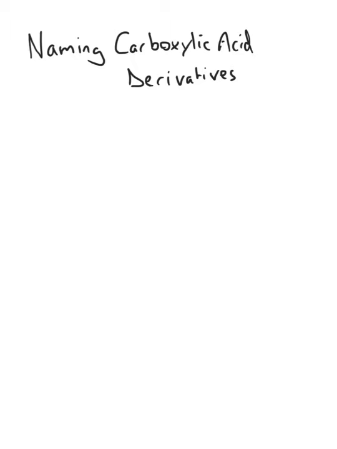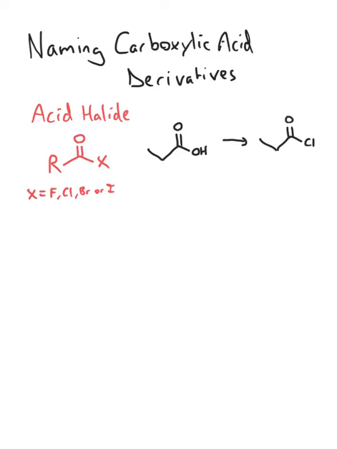This video is on naming carboxylic acid derivatives. As there are multiple functional groups that are practically just modified carboxylic acids, when naming them, the only thing that changes is the suffix. So for example, acid halides, where the hydroxy group of the carboxylic acid is swapped for a halide, such as in this case, propanoic acid, we swap the hydroxide with a chloride, we drop the -ic acid and replace it with -oyl halide.